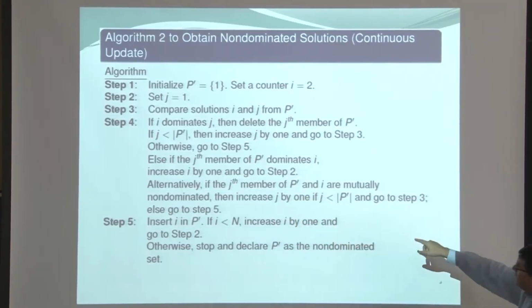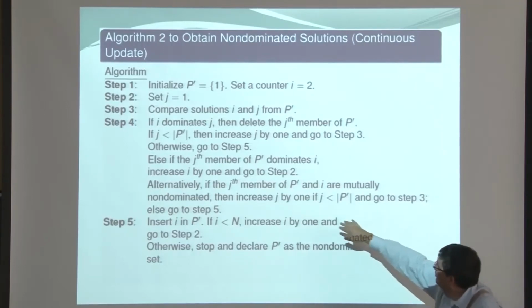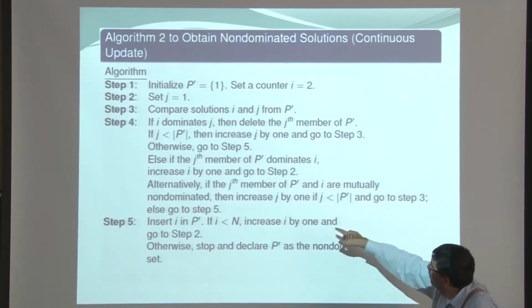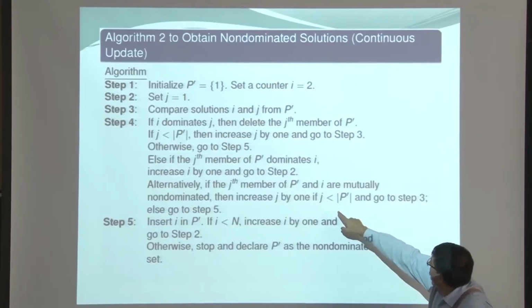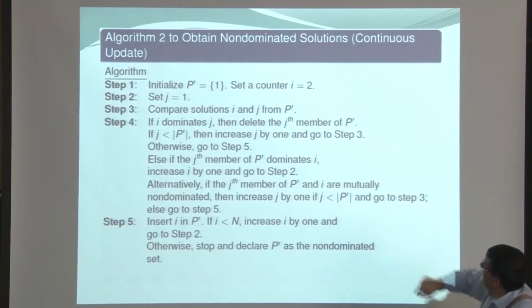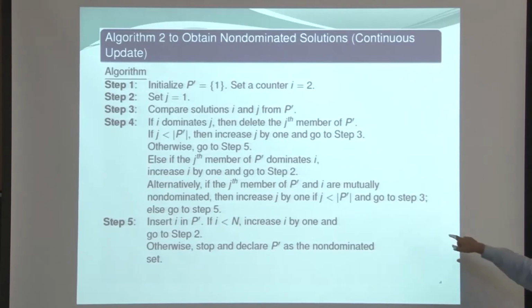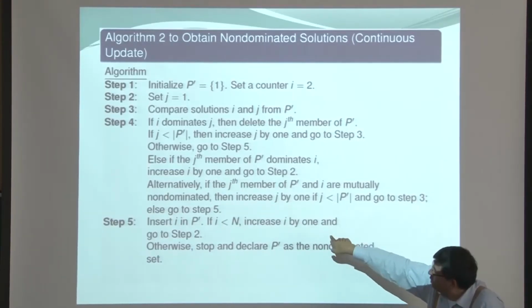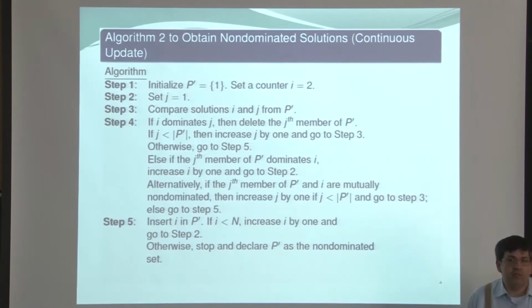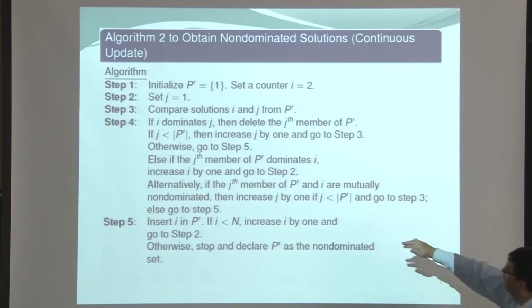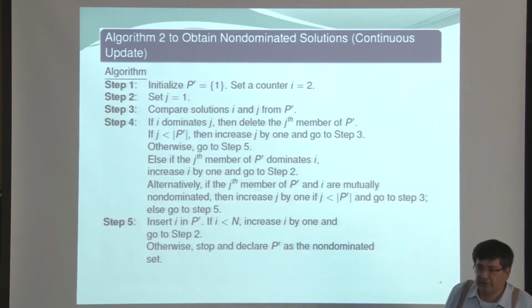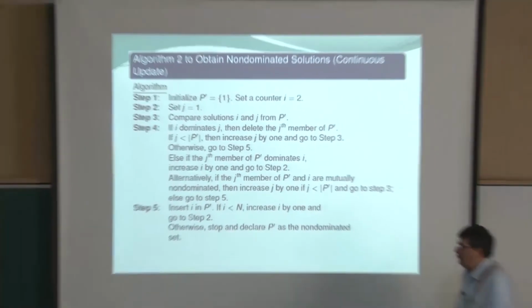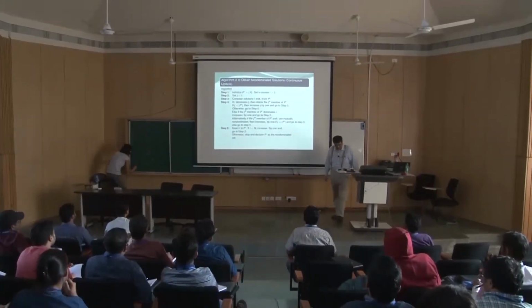But if not, then there is this weird step. If the two are mutually non-dominated, then we increase J by 1, if this holds that J is less than the cardinality of P prime, which is 1. Otherwise, we go to step 5. So we eventually go down. I think the way we were executing the algorithm before, we were sort of skipping checking of dominance in the other direction. 2 will be deleted when I will be 8. Exactly. It's just, we were executing more steps than necessary.